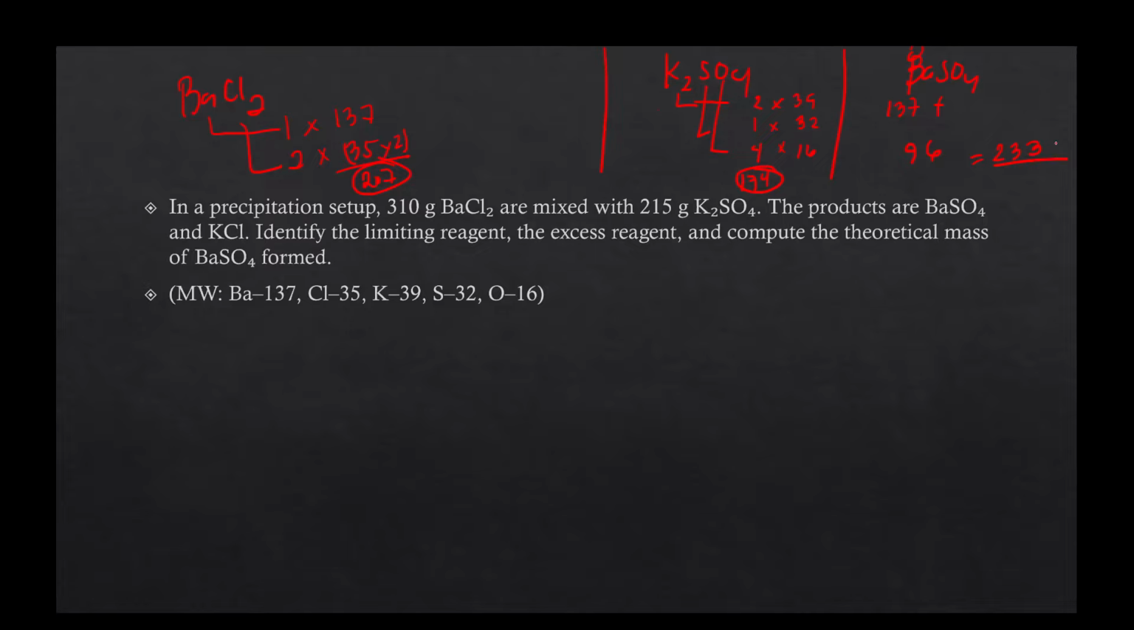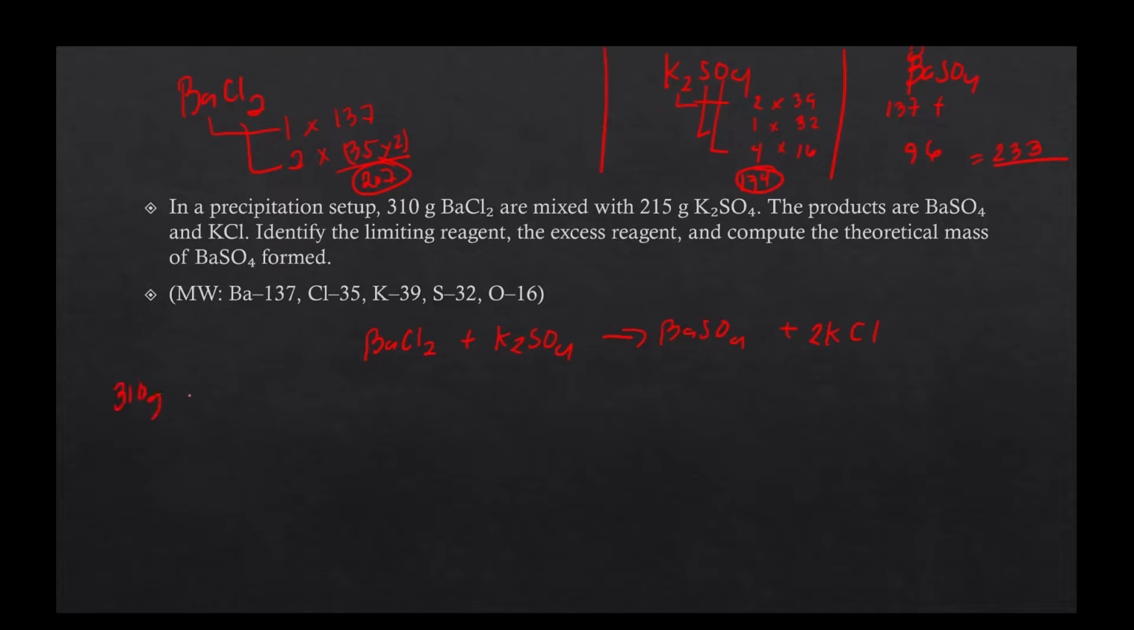Okay, now let's balance the chemical equation first. Barium chloride plus K2SO4 is barium sulfate plus potassium chloride. If we have 2 potassium chlorides here, balance one barium, 1 sulfate, 2 potassium, 2 chloride. So it's 1:1 basically. Okay, so let's start.